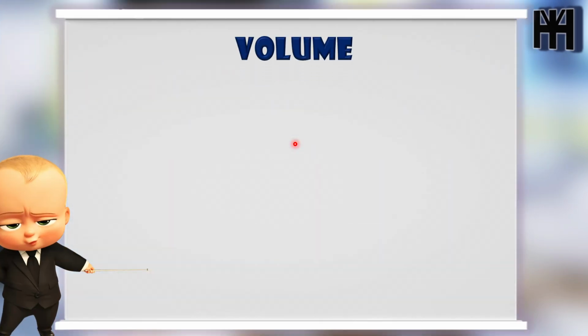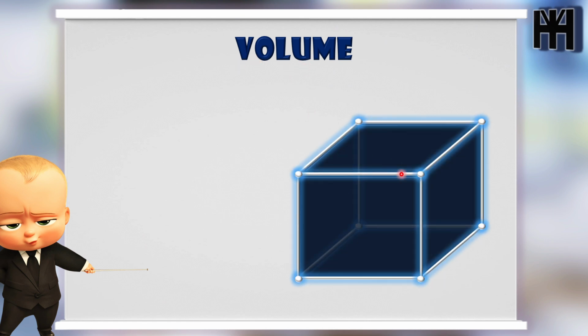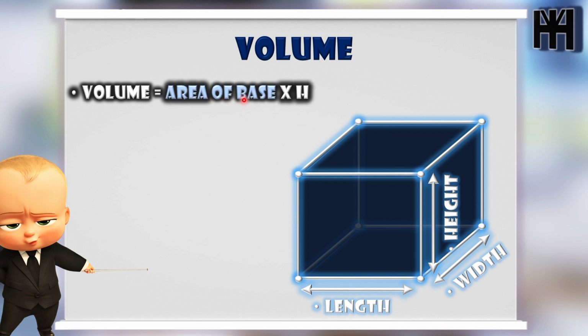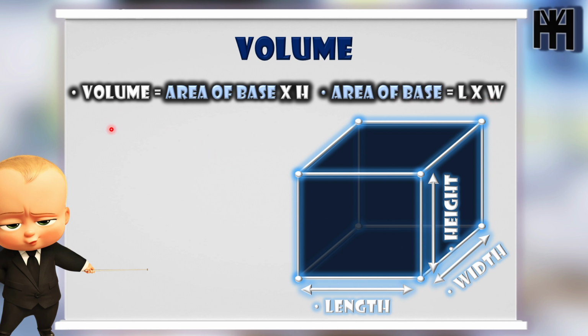Okay, so volume. Let's say we have this rectangular prism. Of course, it has length and width and height. The volume is the area of the base times the height. You, of course, remember that the area of the base is length times width. So the volume we can call length times width times height. Whatever you want to call it, area of base times height, or length times width times height, both will give you the volume.